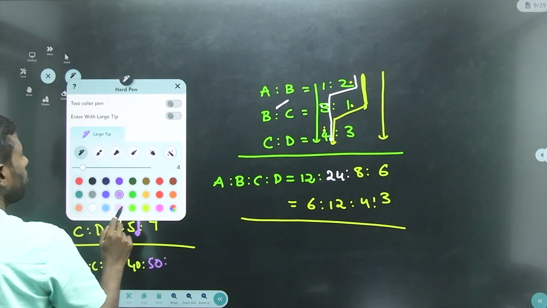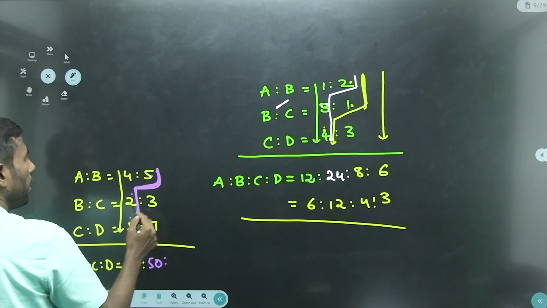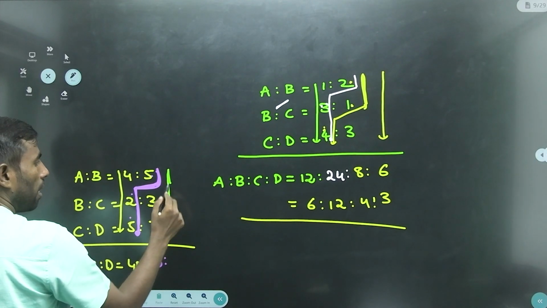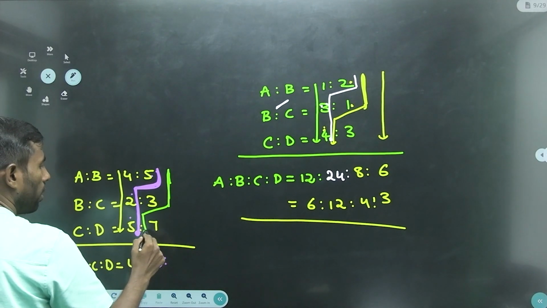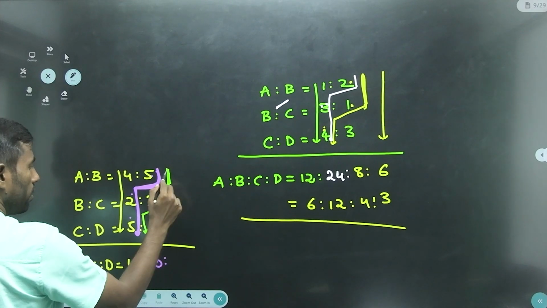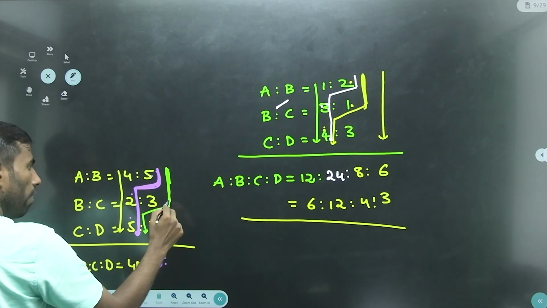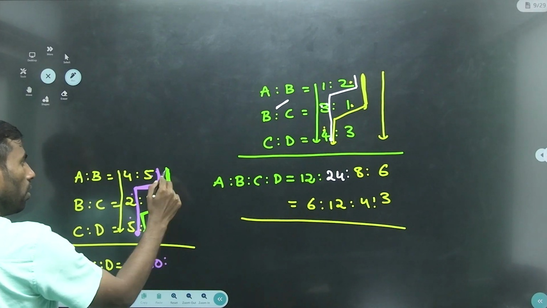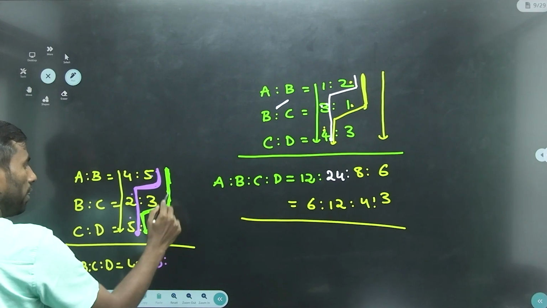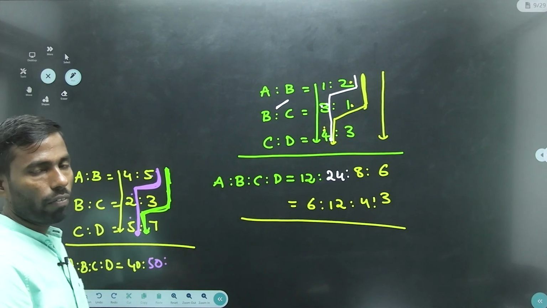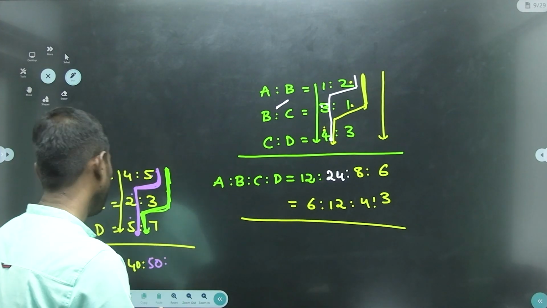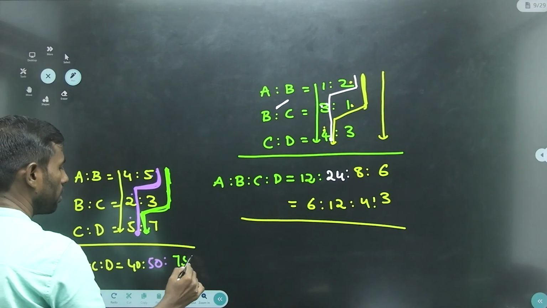Now, C. Start from here, wherever C common is there, take a turn and come down. 5 into 3 into 5. 5 3 is 15. 15 5 is 75.